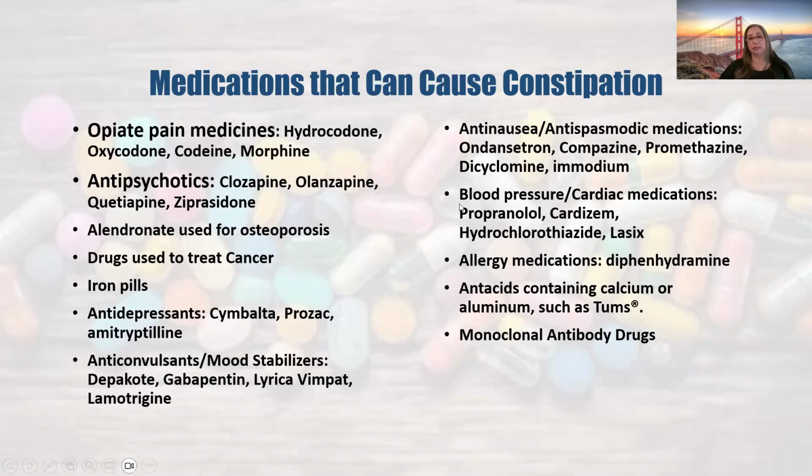Some blood pressure medicines and cardiac meds, any of the diuretics like Lasix or hydrochlorothiazide, are medications that make you urinate more. So they're trying to dehydrate you, if you will. By doing that, you are also at a higher risk for getting constipated because you don't have as much fluid in your body to keep that stool nice and soft. Allergy medications and acids and also monoclonal antibody drugs can cause constipation as well.